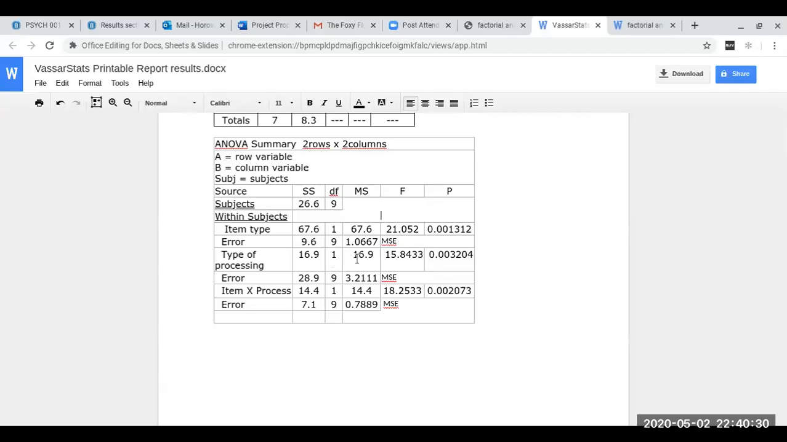We have 16.9. Oh, whoops. That's what I forgot to do. Let's change that really quick. What do you have? 1.0667. 3.2111. Whoop.